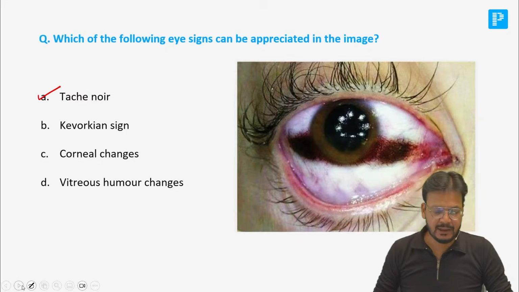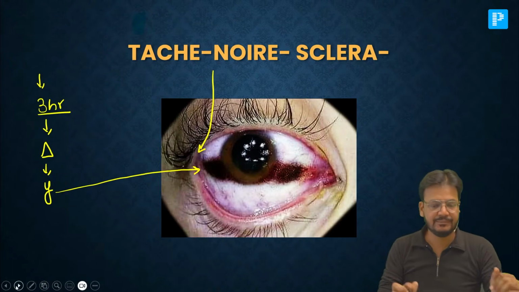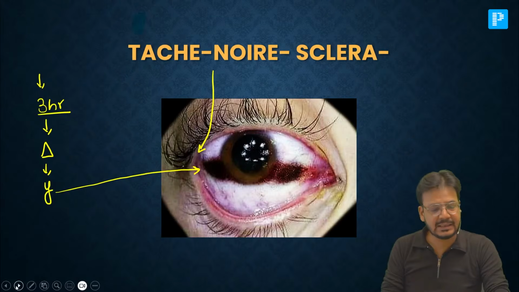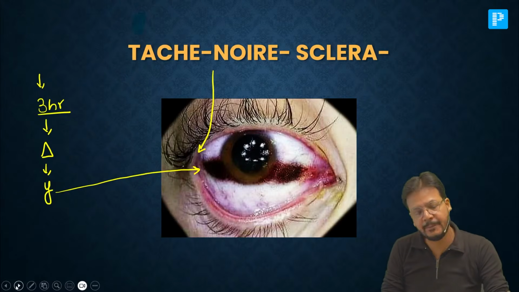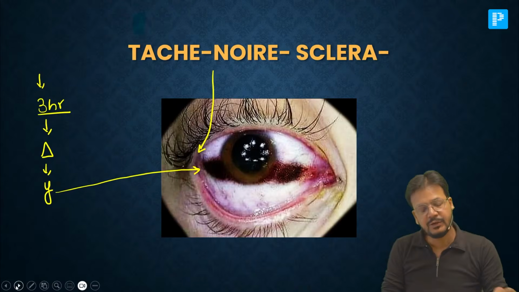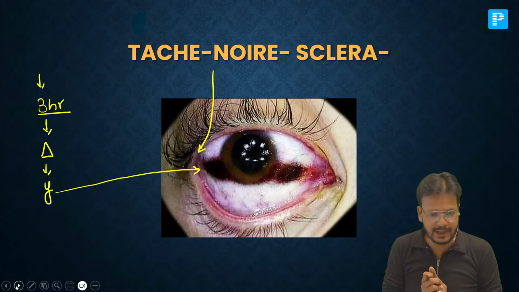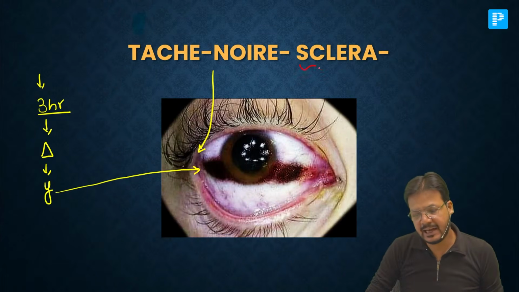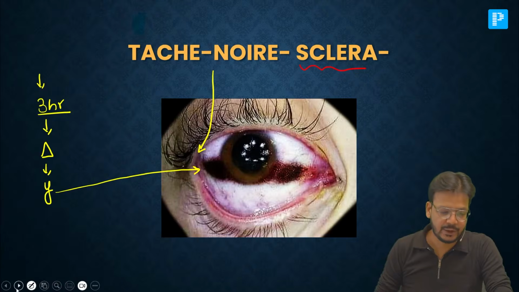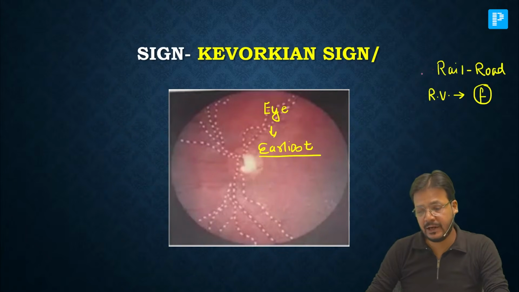Tache noire are the triangular changes of the eye, generally seen in 3 to 6 hours. They generally start with yellow color, then become brown. These are cellular debris of epithelium. These are triangular changes, cellular debris of the sclera. That is known as Tache noire. These are sclera changes of the eye.